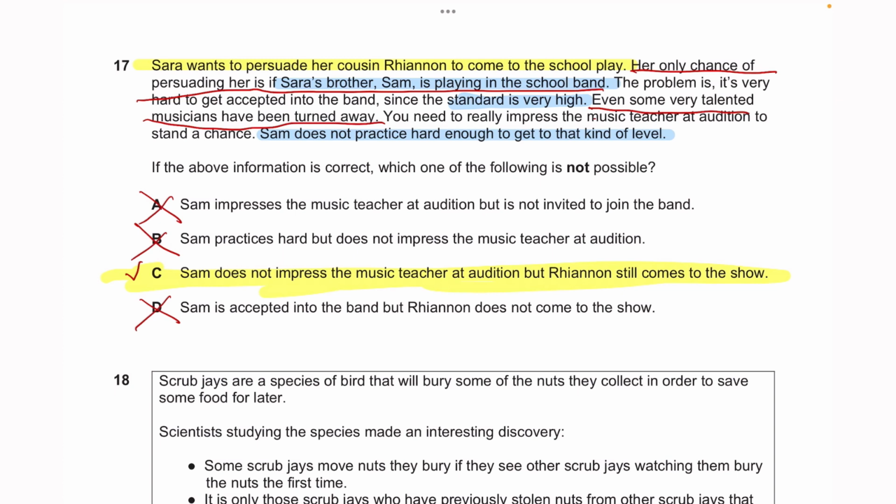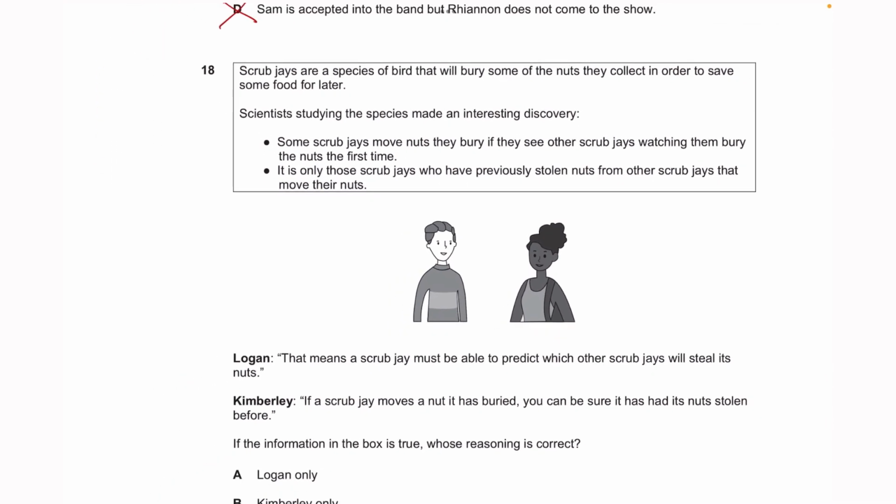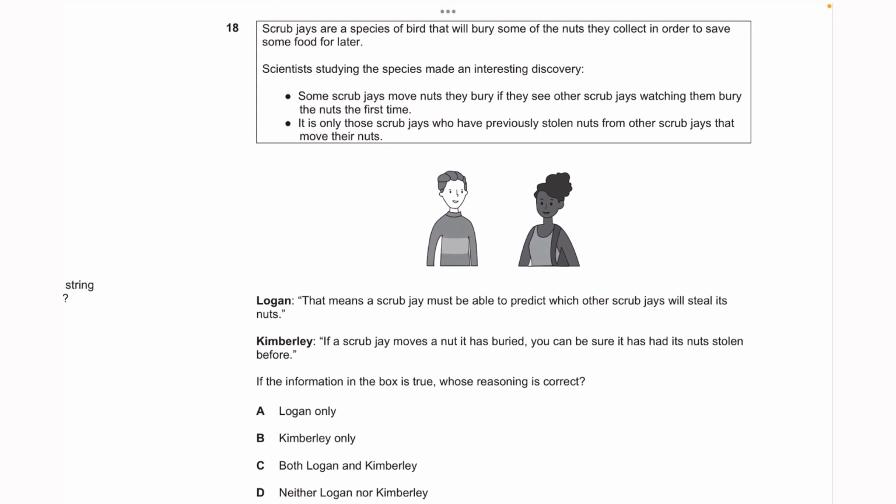Now we know that question 17 is an identifying assumption question focusing on multiple conclusions. A very similar question to this was question 26, where both questions require students to analyze given information and assess various outcomes to find an outcome that is not possible according to the criteria. Alright, so that's question 17. Alright, let's have a look at question 18 now.